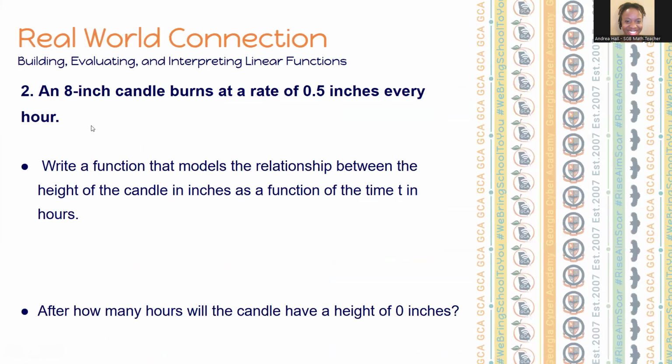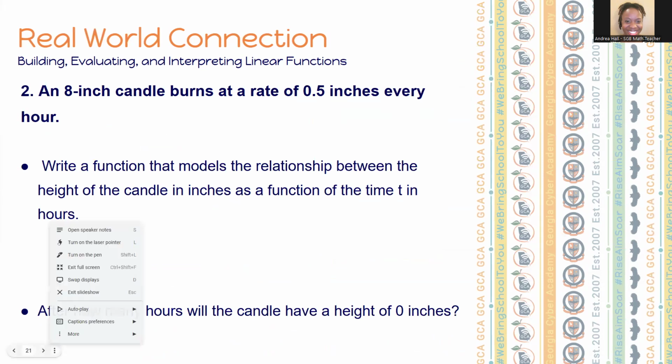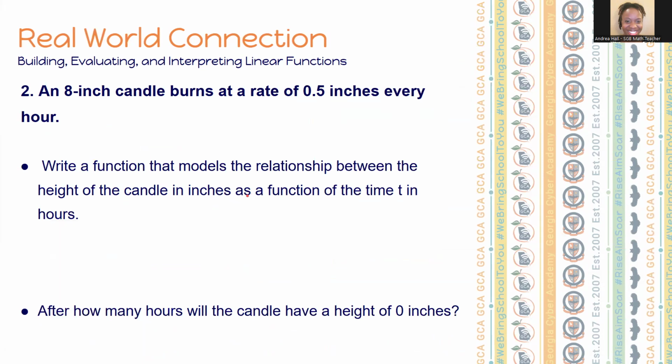All right, here's another problem. An 8-inch candle burns at a rate of 0.5 inches every hour. Write a function that models the relationship between the height of the candle in inches as a function of time t. Okay, so we know we're going to use f of t because it says function of time equals mt plus b. So I'm replacing x with t because they said the function of time t.